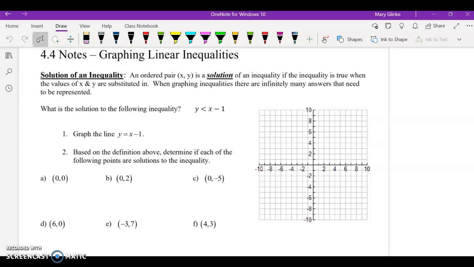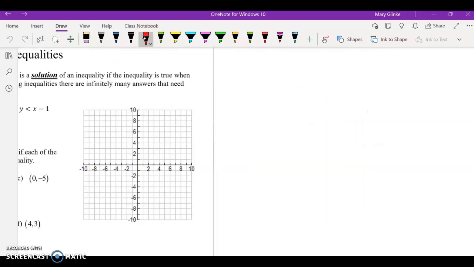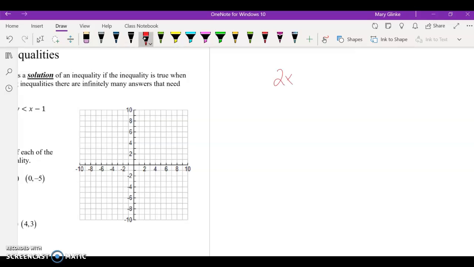Hello. Today we're going to be graphing linear inequalities. So in the past you have solved inequalities. You've solved inequalities that look somewhat like this. And when you solve it, you got answers like x is greater than -2.